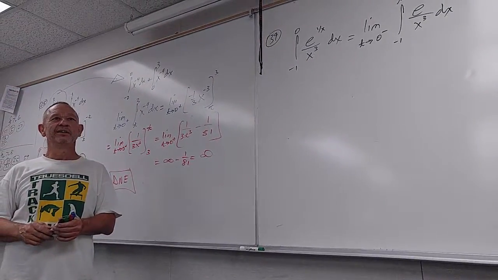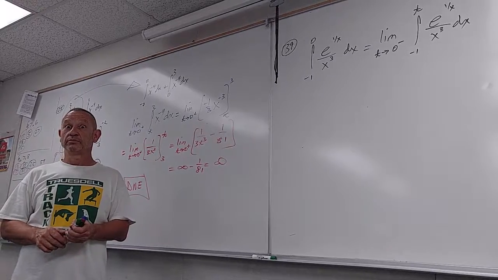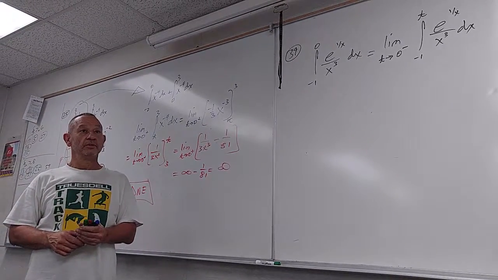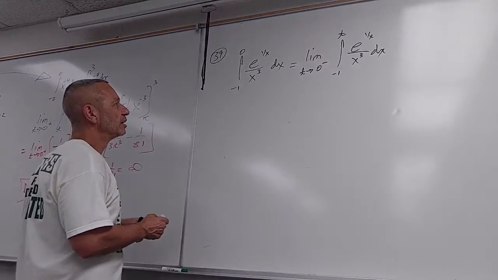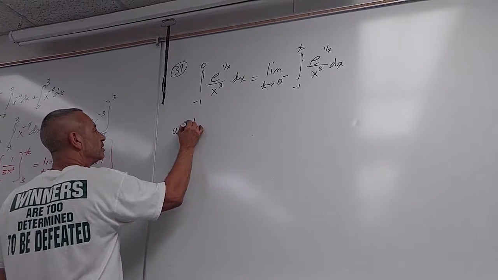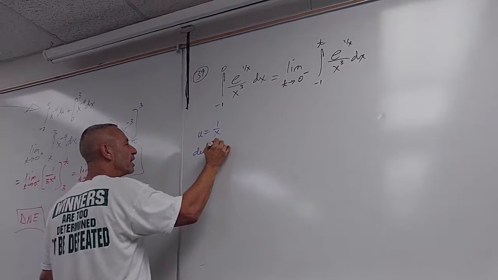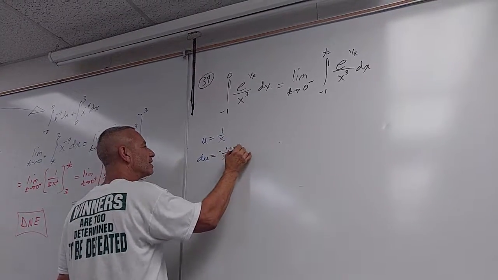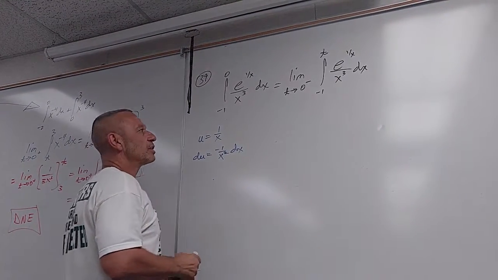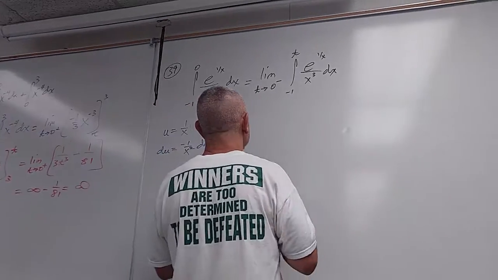Now what? Why do you want to do that? Well, let's hope it makes it easier. So du is minus 1 over x squared dx. Oh, okay, I see why he wanted us to do that.